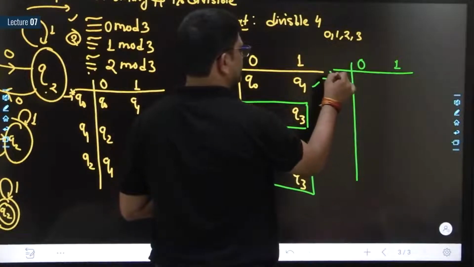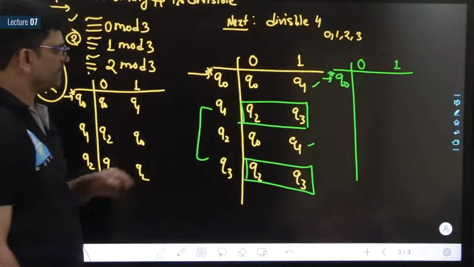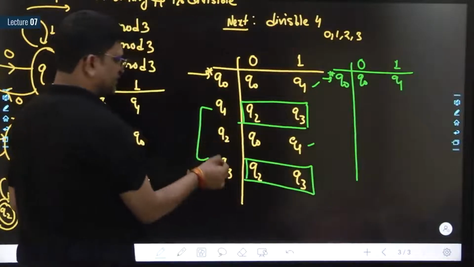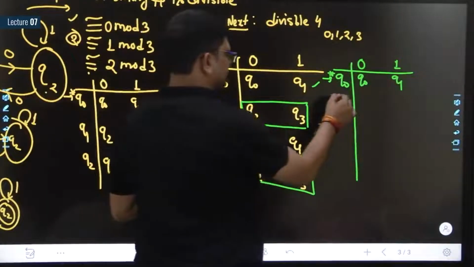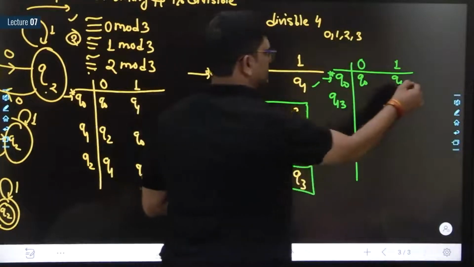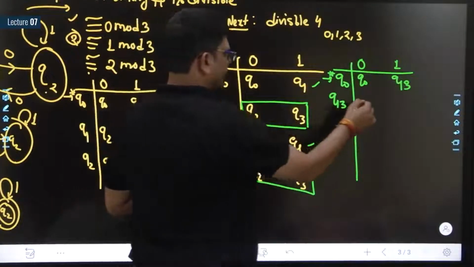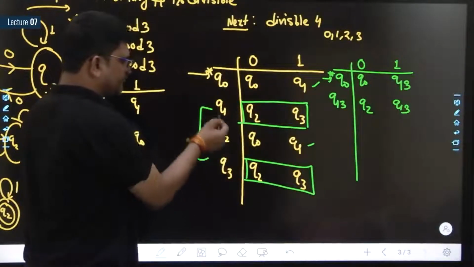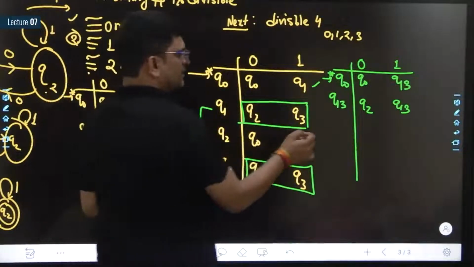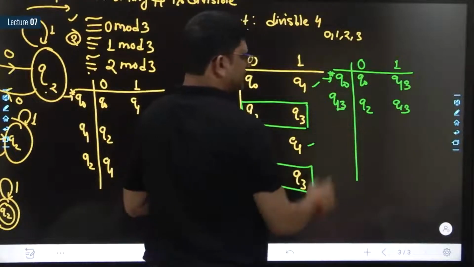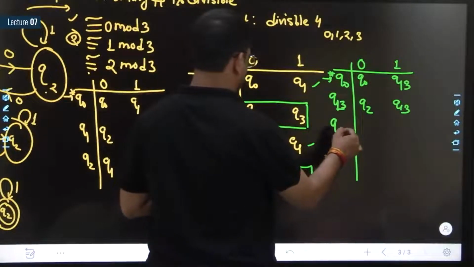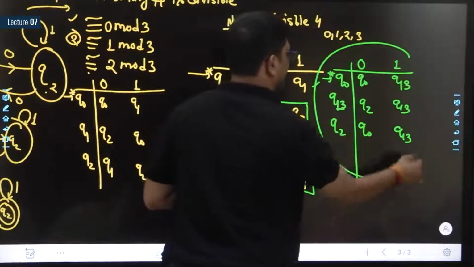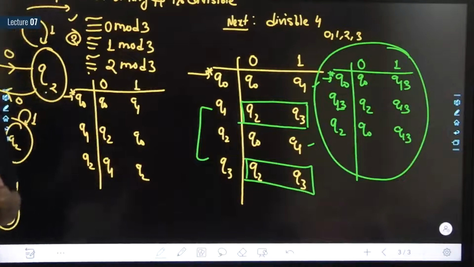This state is as it is because this is the final state. Q0 and Q2 stay. Merge Q1 and Q3, and the new name is Q13. So we have Q0, Q2, Q13. This is the final minimal DFA.